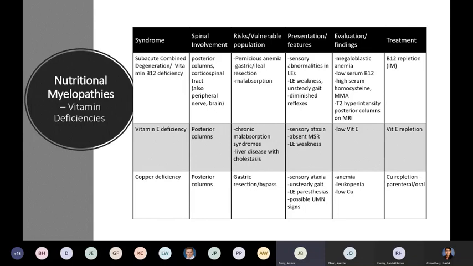So the next category is nutritional myelopathies. I'm going to divide this into deficiencies and then into more toxic myelopathy secondary to ingested substances. So in the nutritional category, the 3 main ones that we think about are B12 deficiency, which I think is one of the most commonly recognized or looked for, vitamin E deficiency, and copper deficiency. All of them tend to involve the posterior columns of the spinal cord most significantly.